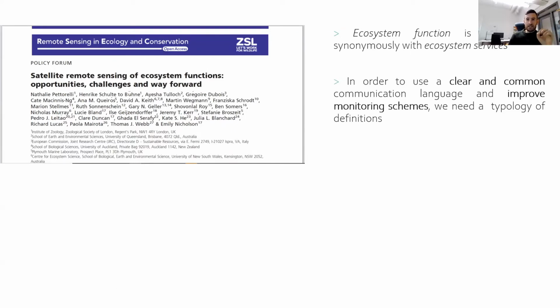She says that there's a need to define typologies of definitions in order to have a very clear understanding of what we are looking at. We have seen in the last few years through the scientific literature that ecosystem function has often been used as a synonym of ecosystem service, and this is a bit of a dangerous trend. So if we want to have a very clear communication, because remember that maps are also communication tools, and very solid assessment and monitoring schemes, we really need to define a typology of definitions.